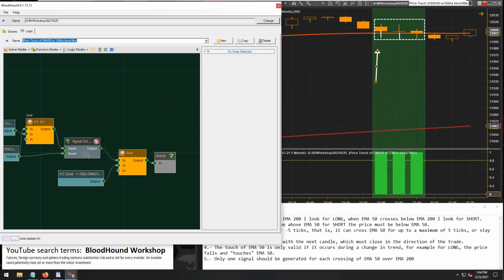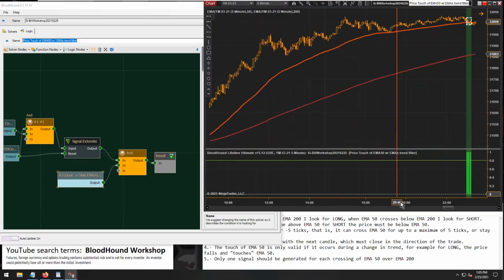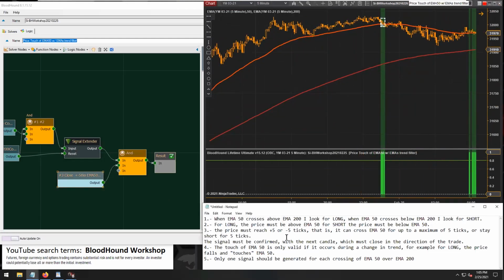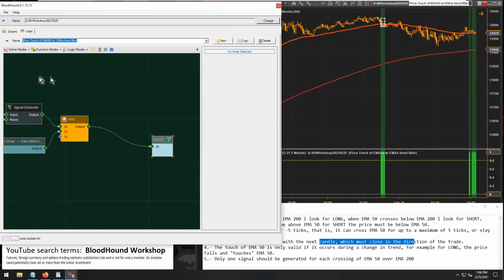There we go. So we got condition 1 and 2, combined with number 3. All right, so now the next part. We don't have a condition number for this next part here. But we need to confirm, or I should say the signal is not confirmed until we get a bar closing in the direction of the trend. So that is pretty straightforward.